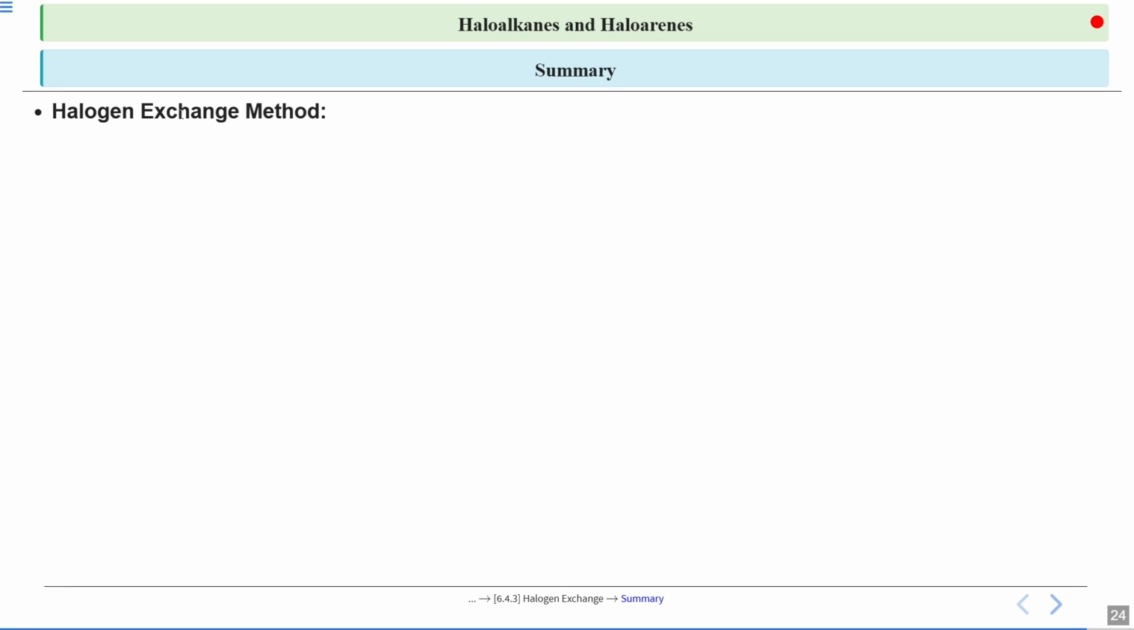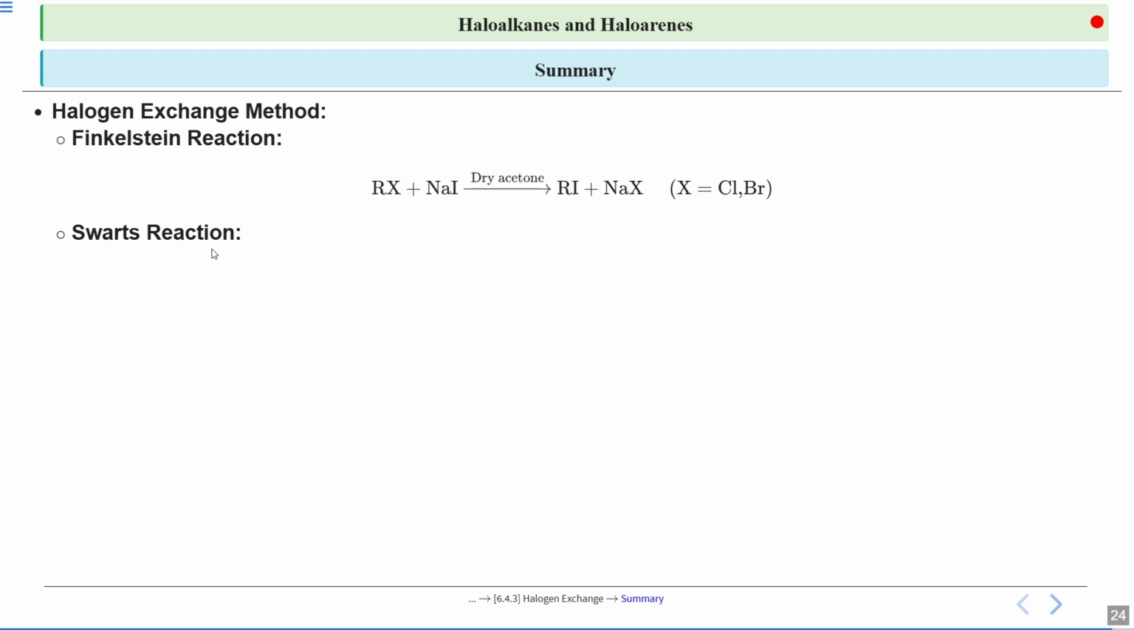Then we have seen the halogen exchange methods, in which the first reaction is the Finkelstein reaction, where an alkyl halide, where X is chlorine or bromine, reacts with sodium iodide in the presence of dry acetone and gives alkyl iodide. So this reaction is especially for alkyl iodides. Then we have seen the Swarts reaction, which is especially for the preparation of alkyl fluorides by the reaction of an alkyl halide with a metal fluoride.